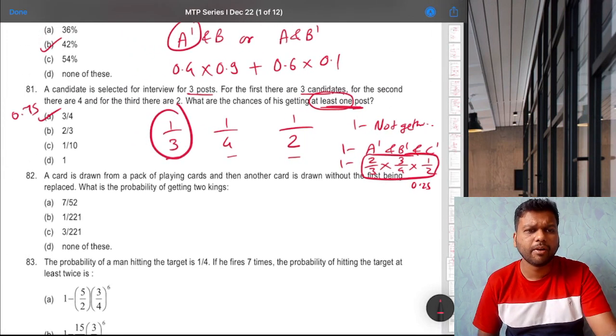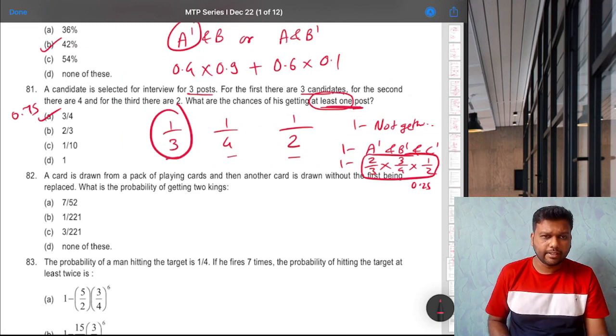You can check on the calculator. 3 by 4 is 0.75. Right? No need to do anything else.